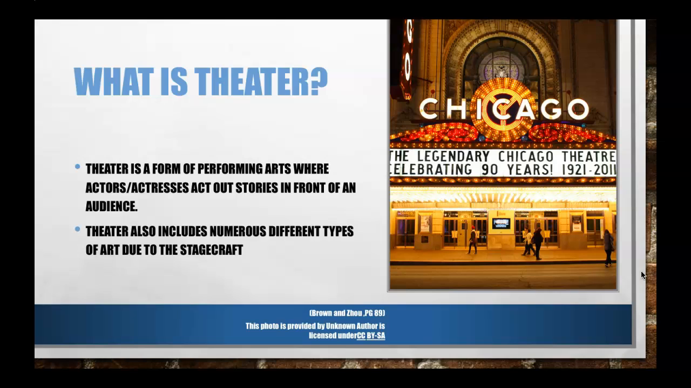So let's start off by talking about what exactly theater is. Theater is a form of performing arts where actors and actresses act out stories in front of an audience. Theater also includes numerous different types of art due to the stagecraft.